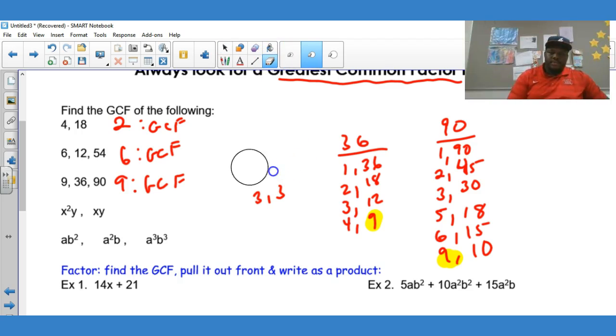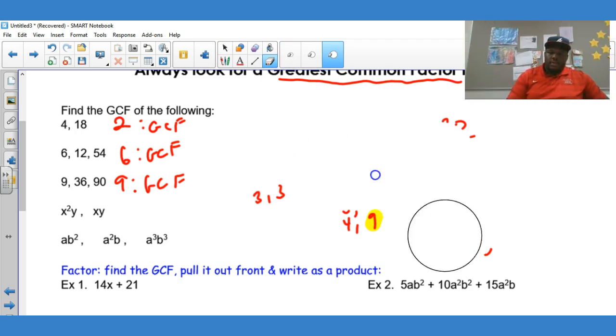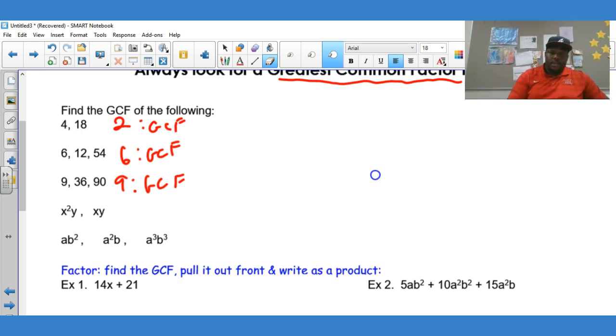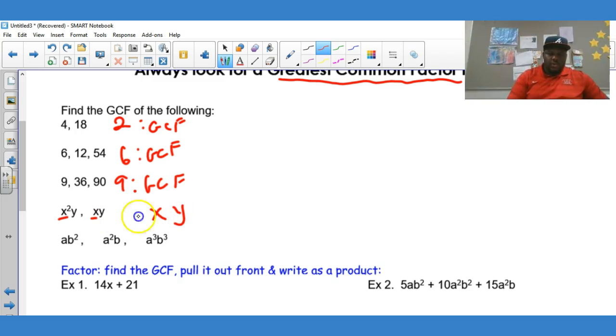Okay, so now let me erase and finish up. Now, right here, the greatest common factor between x squared y and xy: the variables are a little easier because you just look for the least amount of times something appears. Here I got x squared and here I got x, so x is the first part. And y, they both have one y. So xy is the greatest common factor between these two.